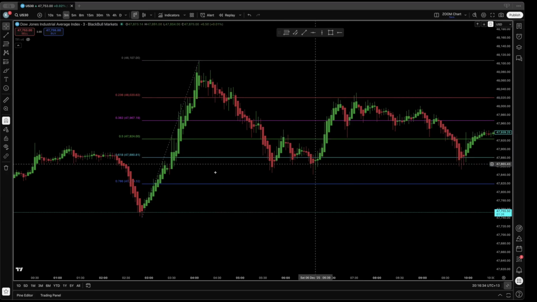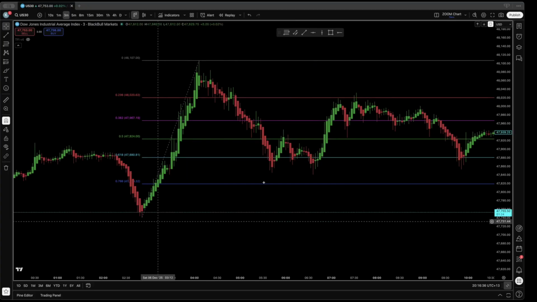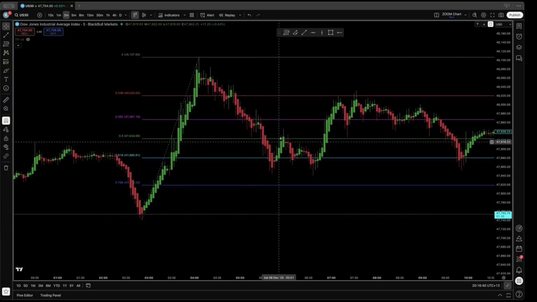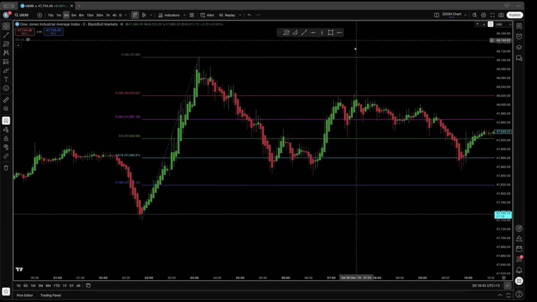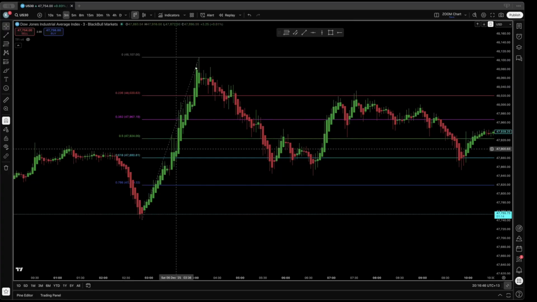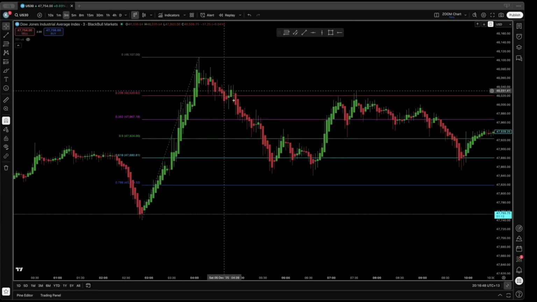So what a retracement is used for is to see if price is going to retrace, in other words, pull back, and then have a continuation. So that is the main reason why retracements are used. So here I've drawn a bullish retracement because let's just say we were sitting over here.